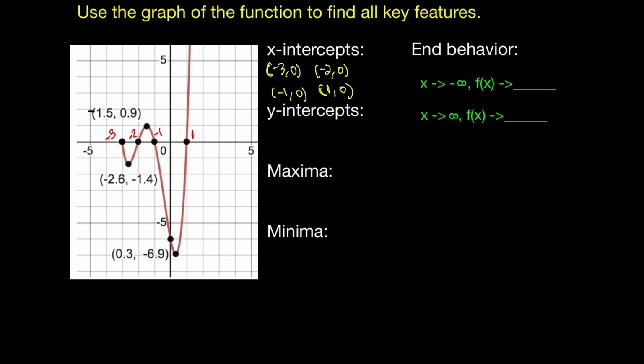Now the y-intercept is where the graph crosses the y-axis. The y-axis is again this vertical line, and we can see that my graph crosses at the point (0, -6).